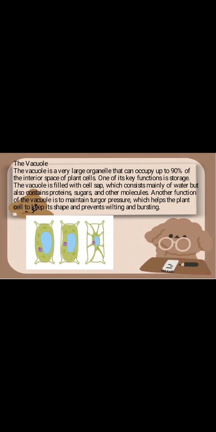Another function of the vacuole is to maintain turgor pressure, which helps the plant cell to keep its shape and prevents wilting and bursting.